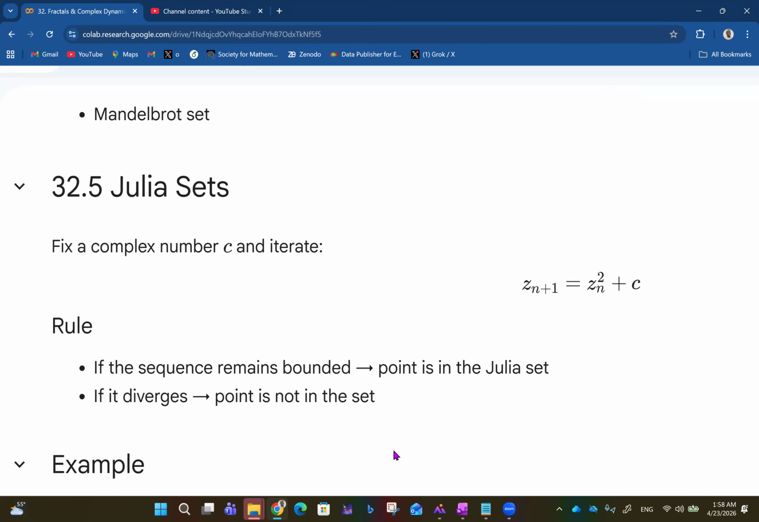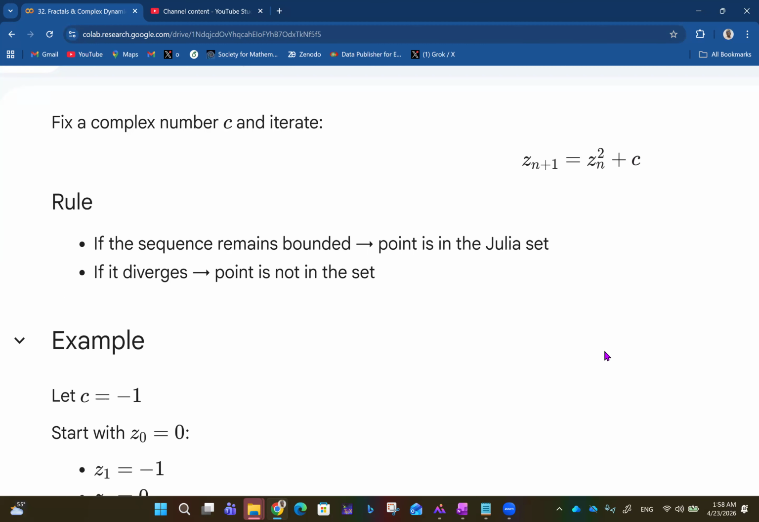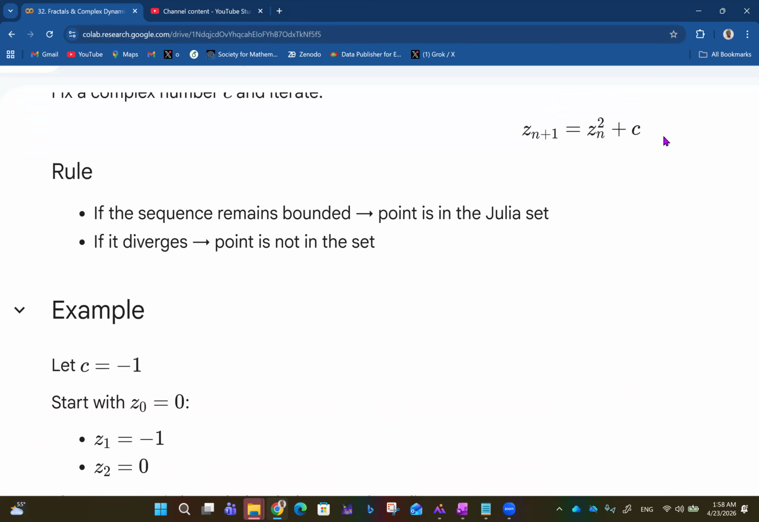Okay, so let's talk about the Julia sets now. For the Julia sets, you fix a complex number c and iterate, so you have z sub n plus 1 equals z sub n squared plus c. The rule is if the sequence remains bounded, then the point is in the Julia set, right? But if it diverges, the point is not in the set. So that's the thing about Julia sets. Now, example one: if you let c be equal to minus 1, it means you have z sub n squared minus 1, right? If you start with z naught equals 0, which simply means that x is 0 and y is 0, c is already minus 1, right?